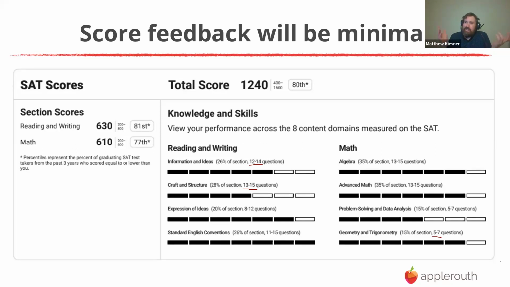So missed one, I'm assuming that would probably mean you missed 1 question. It's hard to tell, right? Then problem solving and data analysis: you got 4 out of 7, and it's 5 to 7 questions. I mean, we don't even know how many questions that means, right? Did that mean this student missed 2 questions out of 5, or is it very minimal? They're not going to tell you how many questions you got right or wrong.